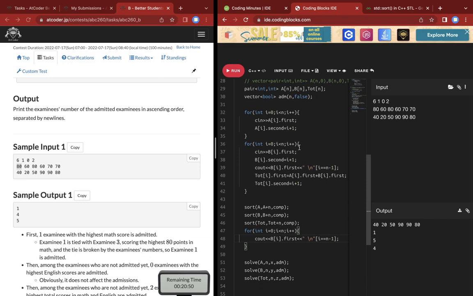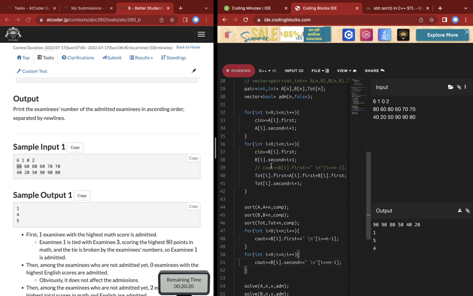I might need the second information too. But let's just print this out first in sorted manner. 90, 90, 80, 50, 40, 20. Amazing. And now let's display that second thing below that. Four, five, six, three, one, two.